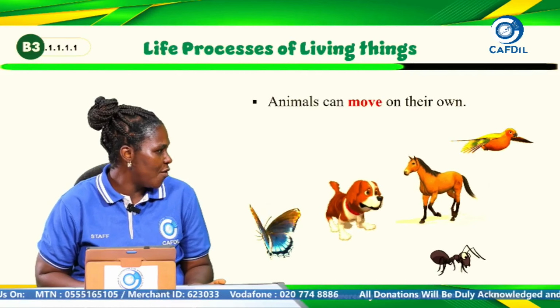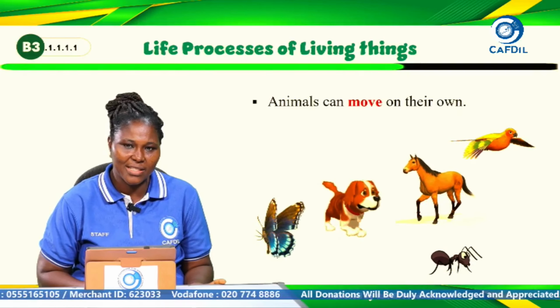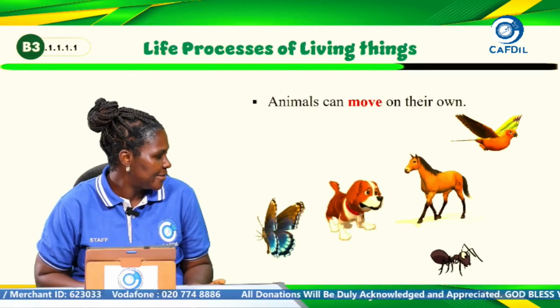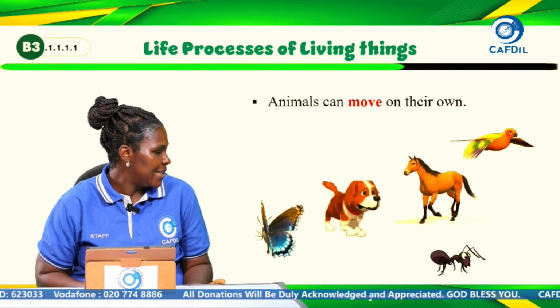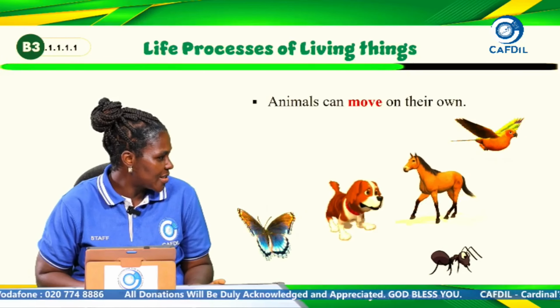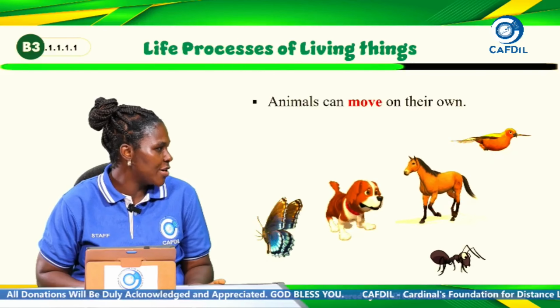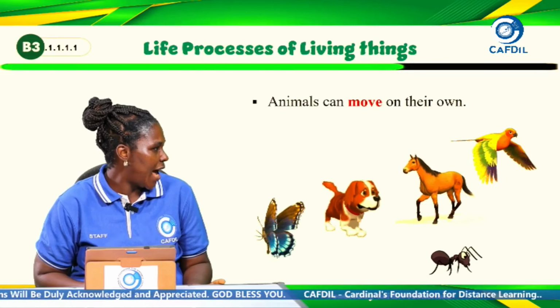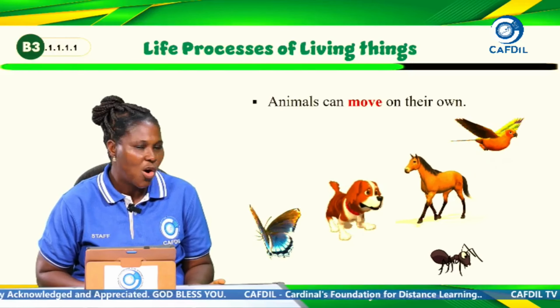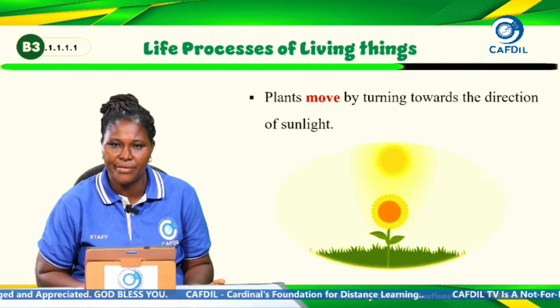Animals can move on their own. As you can see, the butterfly moving, the dog, the horse, the ant, and then the bird. They move on their own.